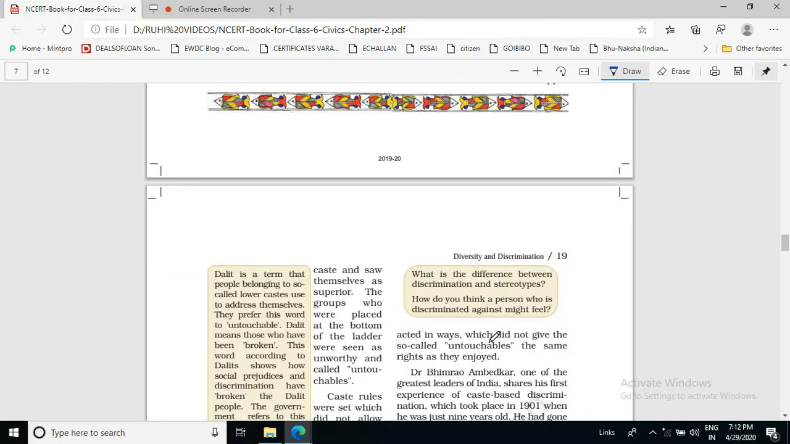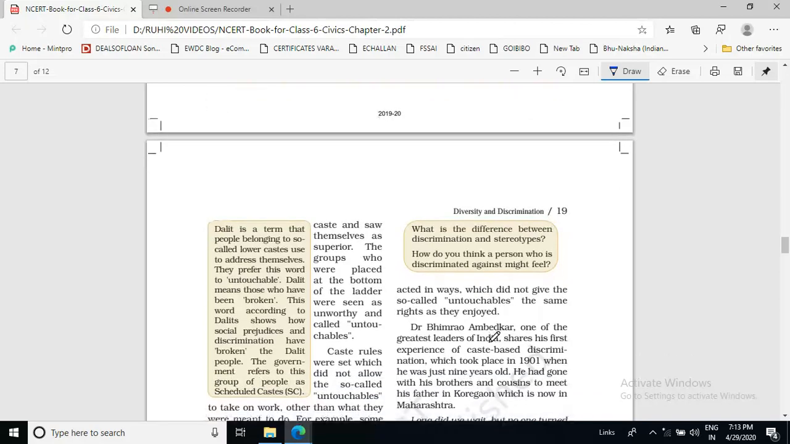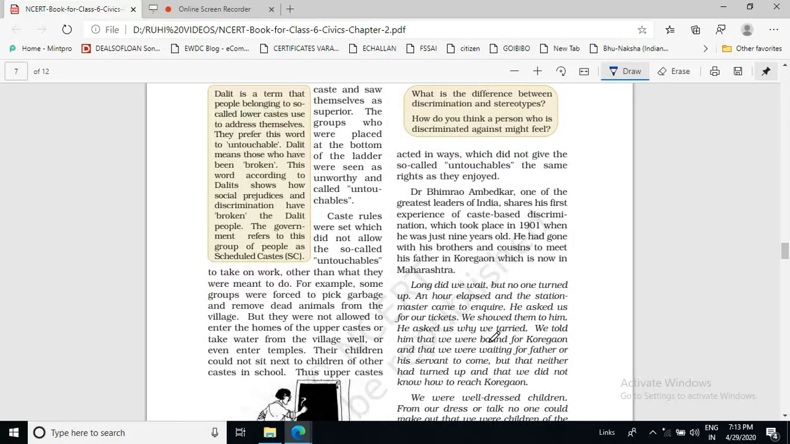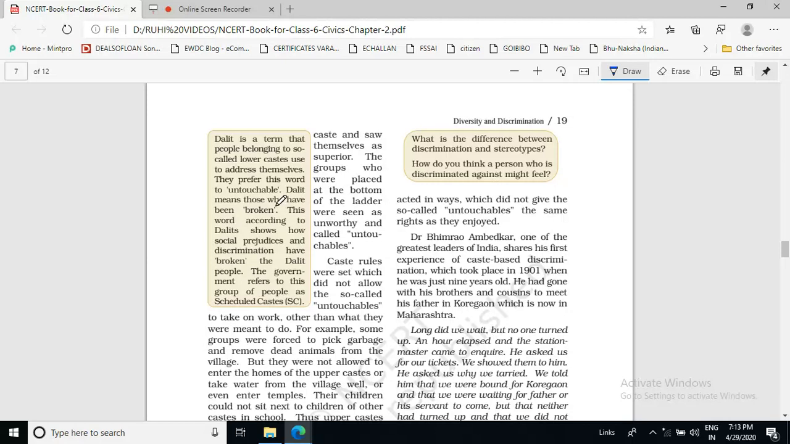The group who were placed at the bottom of the ladder were seen as unworthy and called untouchables. In this ladder, that group which is placed at the lowest level, they are seen as very unworthy, inferior people and they were called untouchables. It means no one should touch them. So in the ladder, the upper caste is at the top and the so-called lower caste is at the bottom. Okay, in this box, some information regarding these untouchables is given. I am reading this for you.